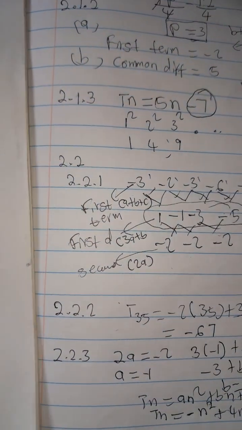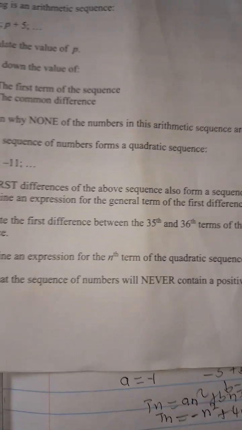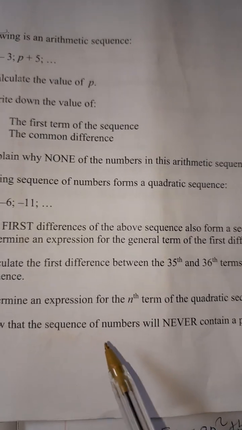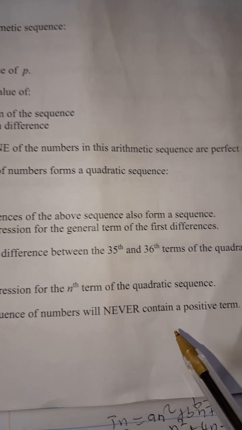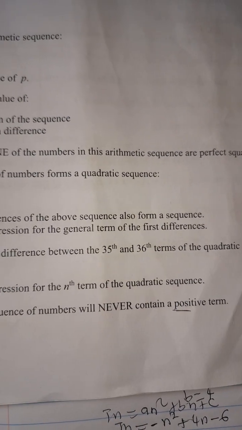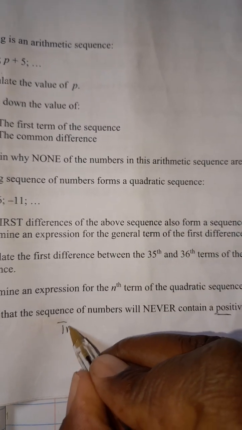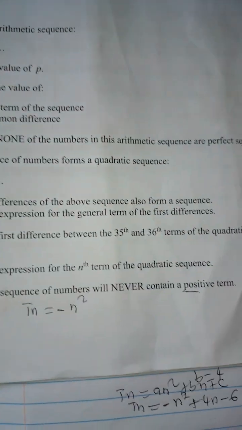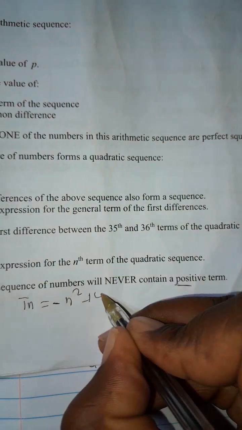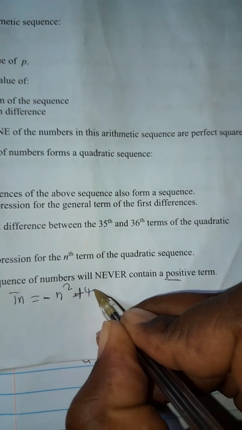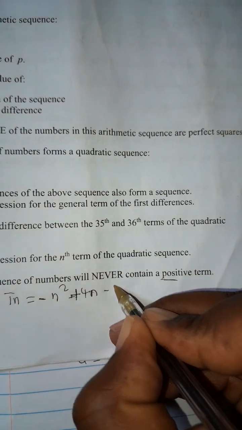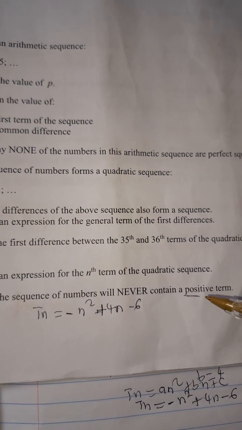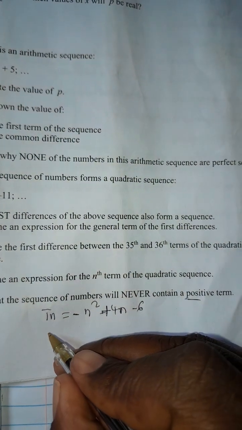So that's how you can get that beautiful 4 marks, guys. So let's see the last question. Show that the sequence of numbers will never contain a positive term. Remember, we have already calculated in 2.2.3 that our general term is negative n squared plus 4n minus 6. So how will we determine that our sequence will never contain a positive term? We will determine that by finding the turning point.